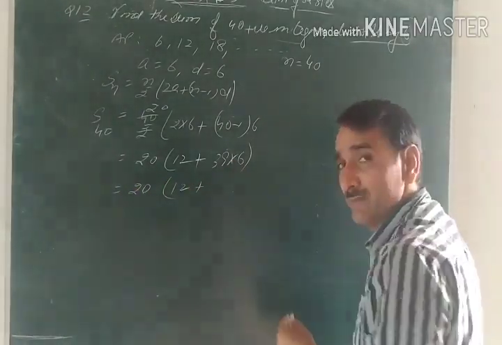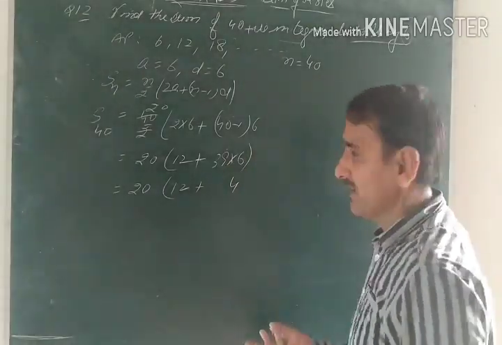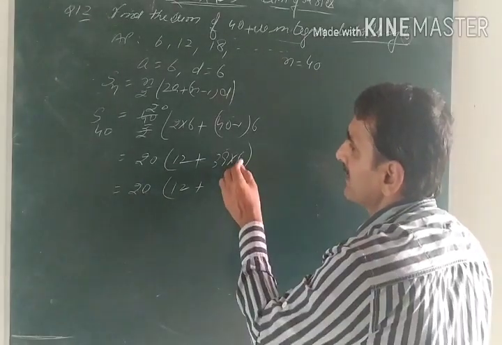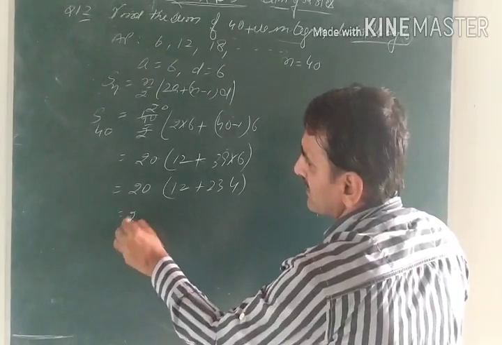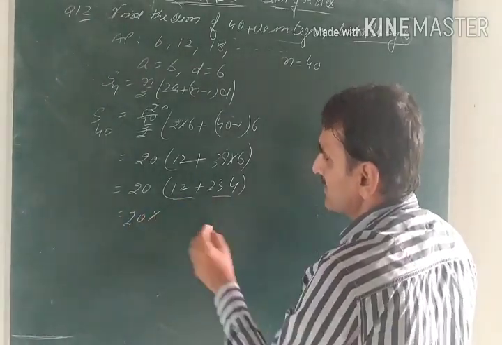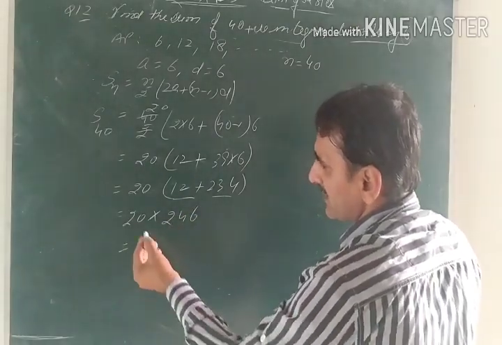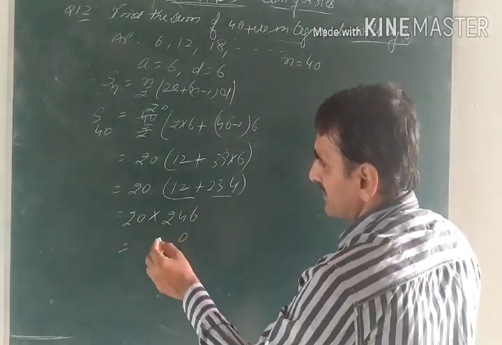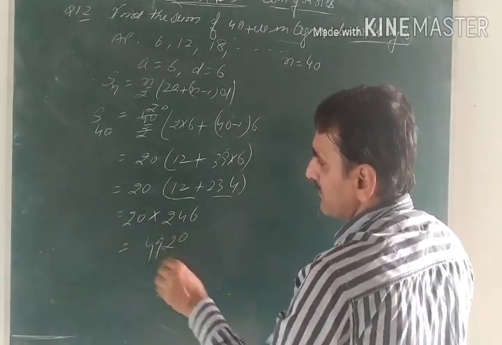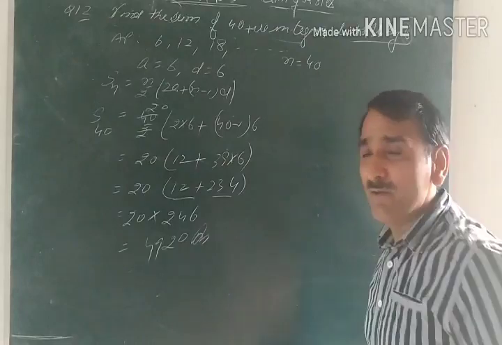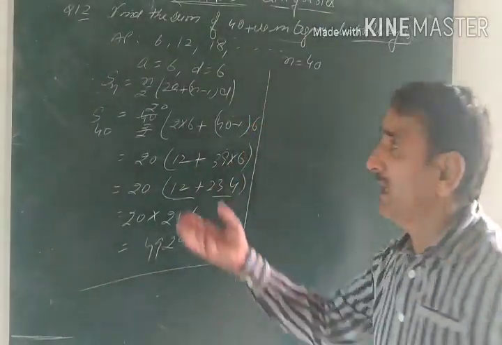Now 20 into 39 into 6 plus 12. 6 nines are 54, 5, 6 threes are 18 plus 5 is 23. This one is 20 into, and the sum of these two numbers is 246. Now I multiply this by 20. 2 6 is 12, 4 twos are 8, 9 and this one is 4. This is the answer.